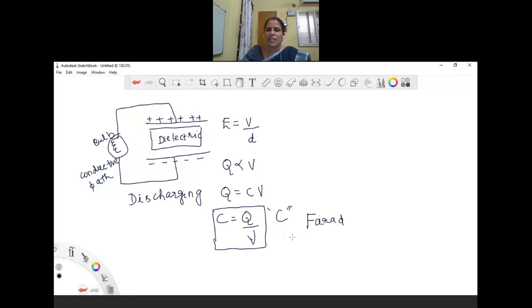But practically, this farad is a bigger unit. So normally we use practical units of capacitance such as microfarad, where micro means 10 power minus 6 farad, or nanofarad, picofarad, or millifarad, where milli is 10 power minus 3. So these are the practical units of capacitance. Now let's recall what a capacitor and capacitance are.